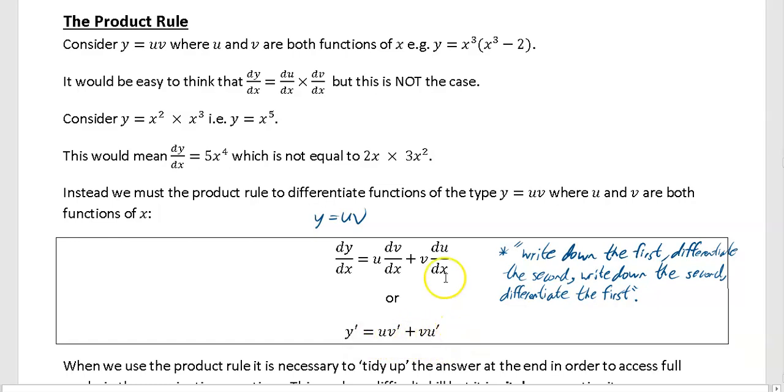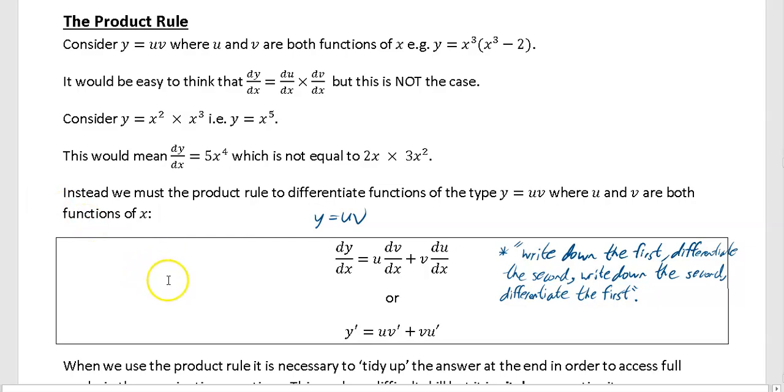Now the way I remember it is I say you write down the first and differentiate the second, and you write down the second and differentiate the first. So u was our first thing, you write it down, then you differentiate the second thing, and then you write down your second thing and you differentiate your first thing. That's what I have in my head, but this is the actual formula: if y is equal to u times v, dy by dx is equal to u dv by dx plus v du by dx. And really learn this, it will come in very useful.